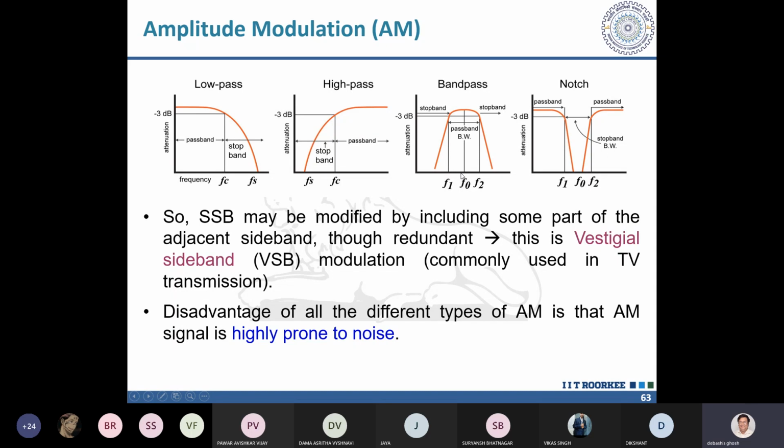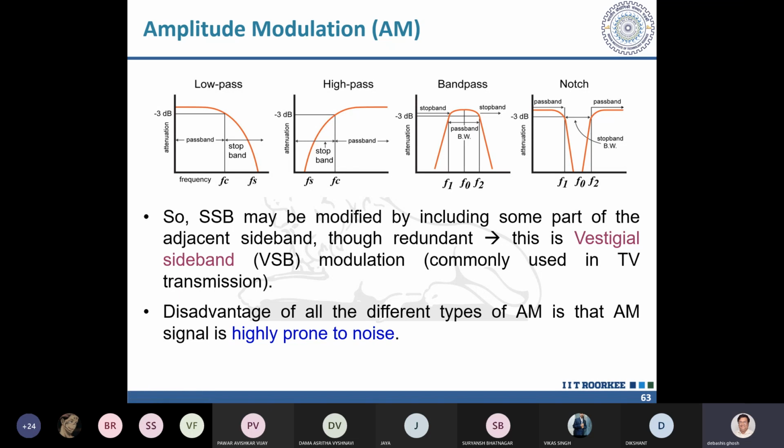F0 is the channel middle frequency. This is my Fs, the channel frequency, the radio station frequency. And I want F1 to F2. But for practical reasons, this filter will not give you good selection. Some amount of adjacent channels will also come, and they will be interfering.